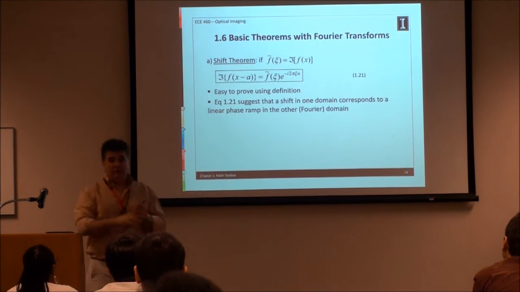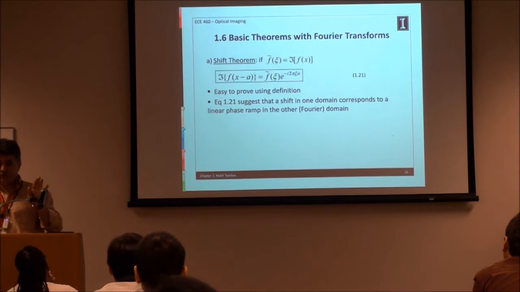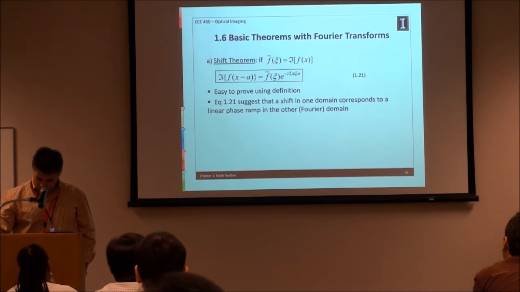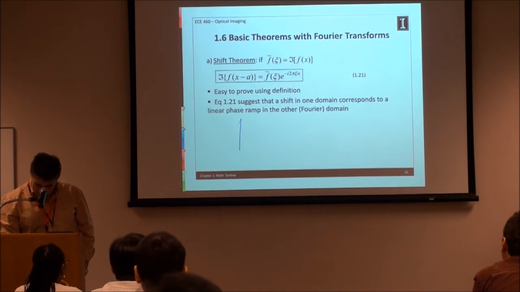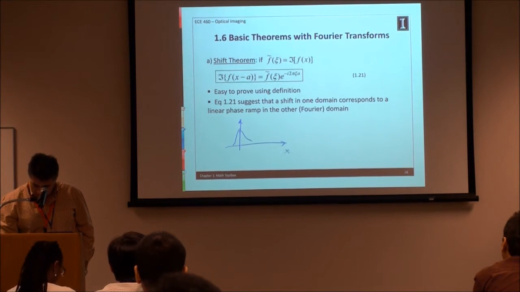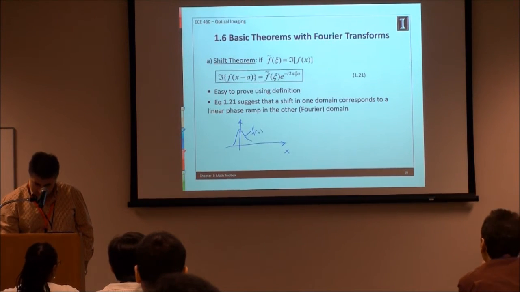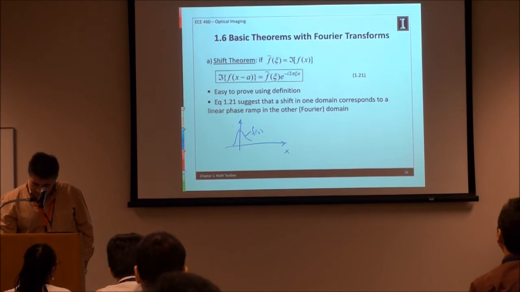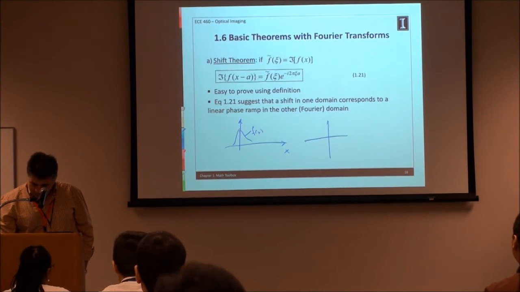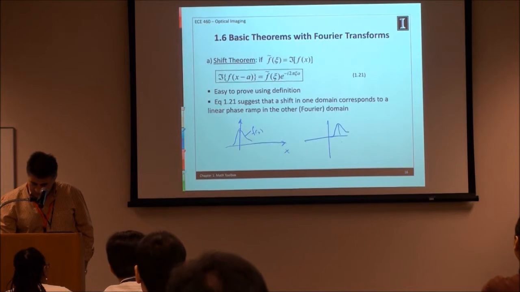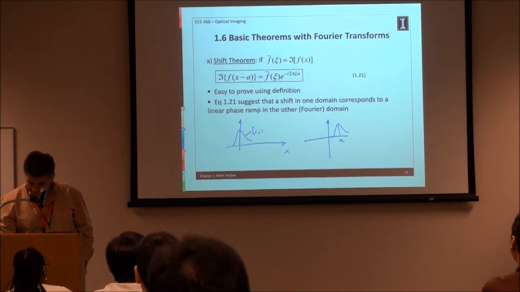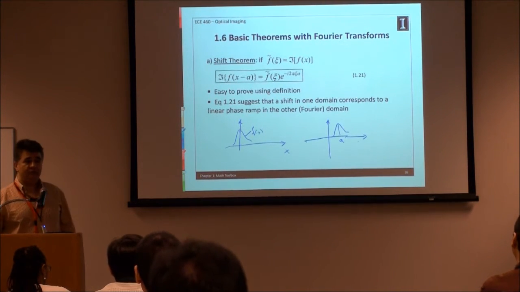Here's something very important. The Fourier transform of a function that is shifted. I'm not sure if I have a figure. So let's say this is x and this is f of x. The question is, what happens if I shift f of x by a? What's the Fourier transform of that?